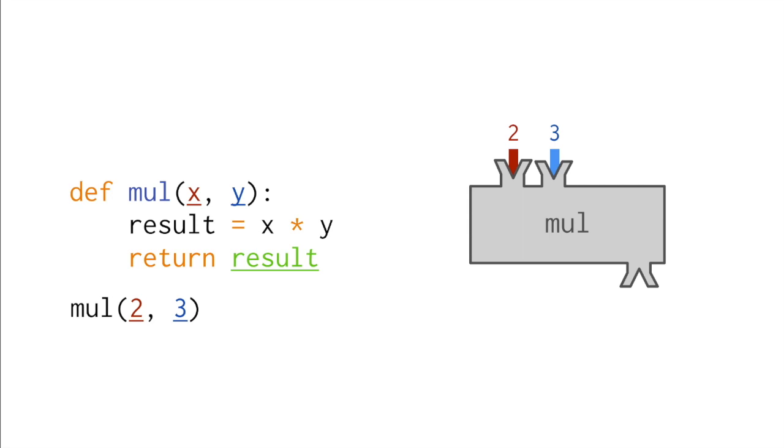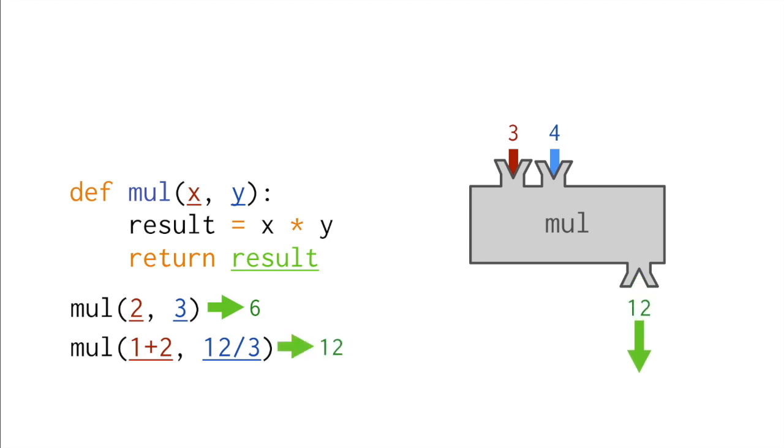In our function body, then, x equals 2, y equals 3, and result is 2 times 3, or 6. And what that means is that when we say return result, our function is going to spit out 6, meaning that the value of this call is going to be 6. If we plug in the values of this expression, we're passing in 2 and 3, and the output of our mul function for this call is going to be 12.